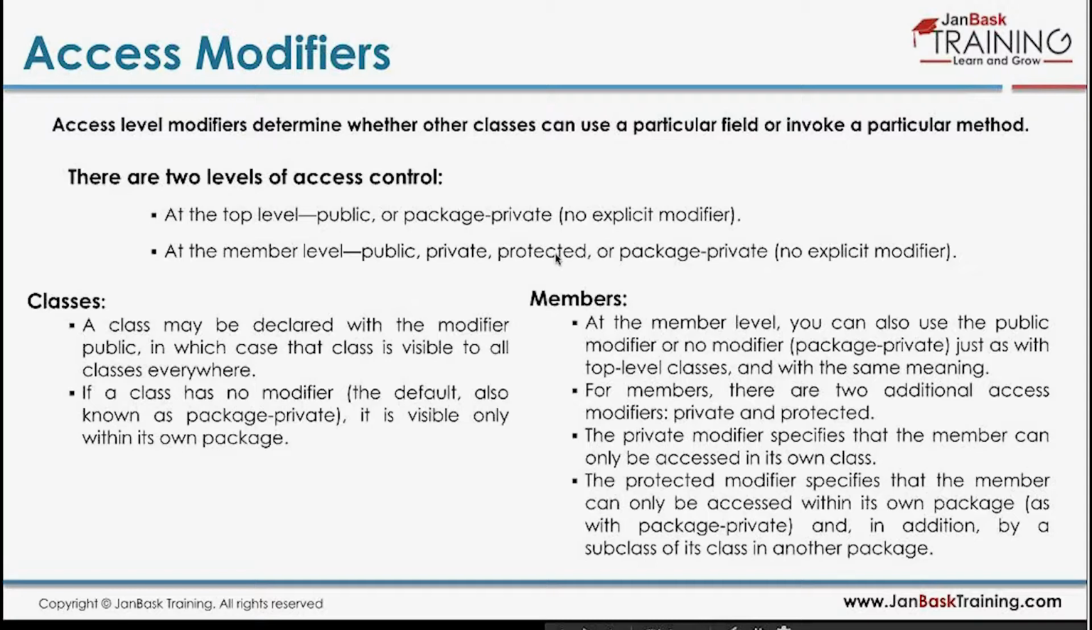A class may be declared with the modifier public, in which case that class is visible to all classes everywhere. If a class has no modifier, the default, also known as package private, it is visible only within its own package. So the class can have two modifiers: one is public, the other one is package private.